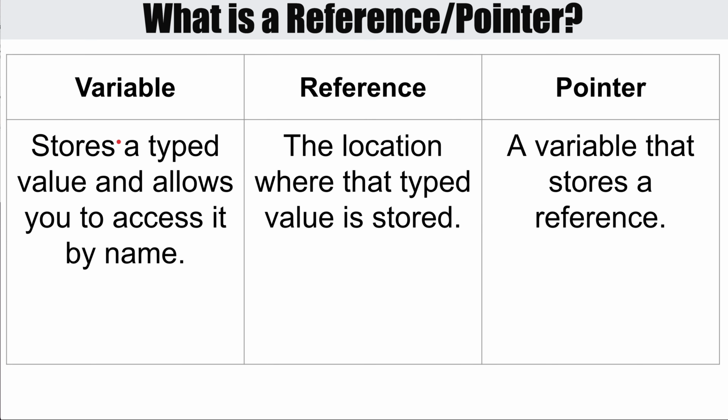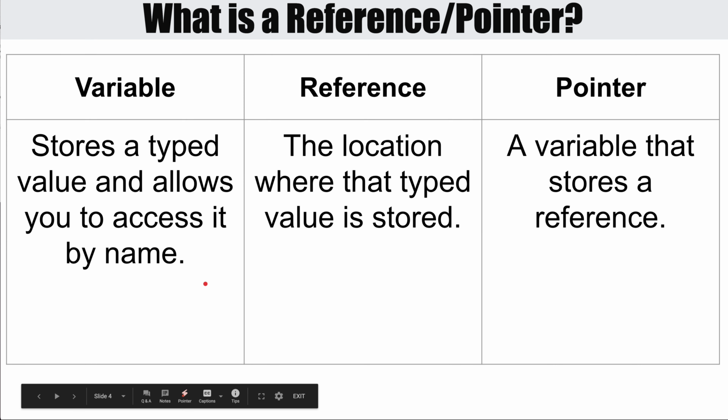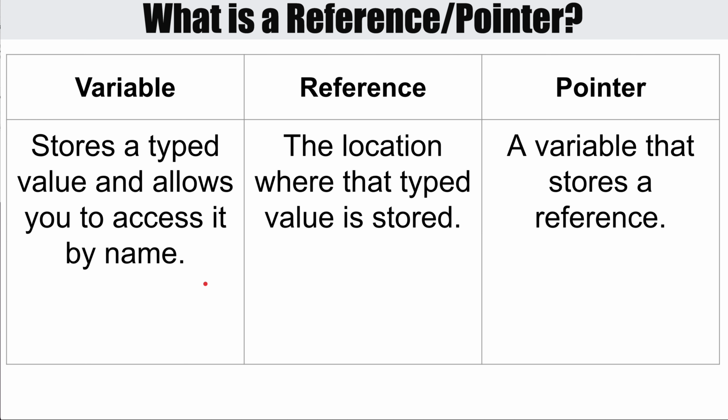Now, let's break down three types of variables. Two of them are new. This first one, a variable, is what you've been doing up to this point in all these videos, okay? It stores a typed value and allows you to access it by name. Int name equals 12, right? Semicolon. You've seen a ton of these variables, okay?